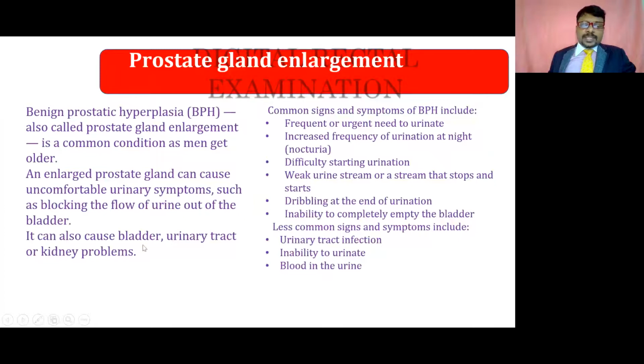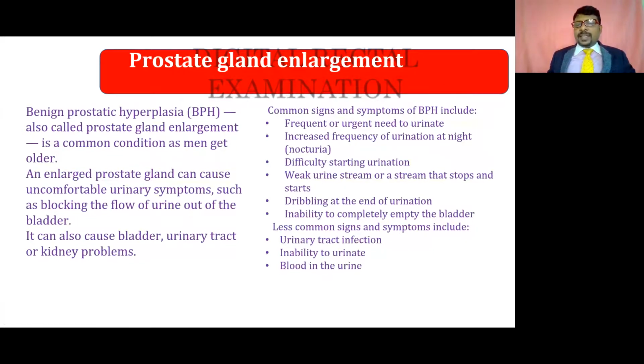It can also cause bladder, urinary tract or kidney problems because of the obstruction of the flow of urine from the bladder to the ureters. Because of the obstruction, they may get urinary retention, and because of the urinary retention, they may get kidney diseases and bladder diseases.